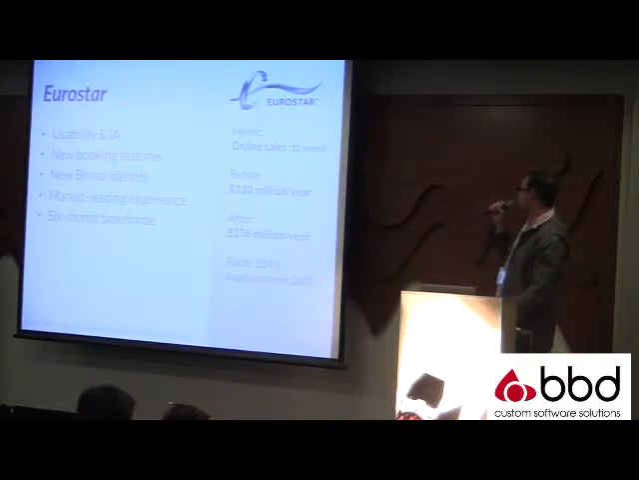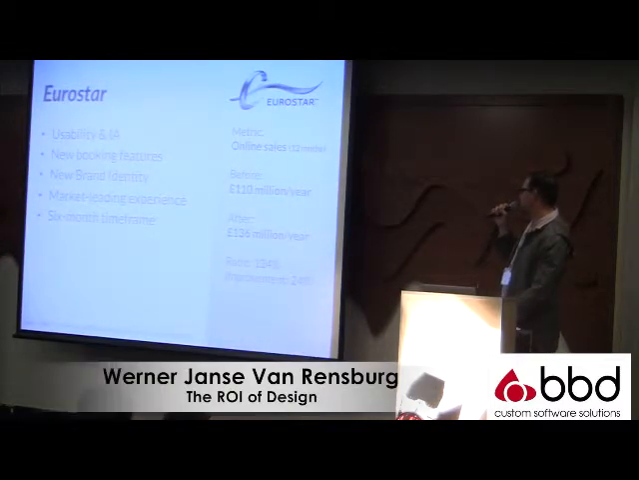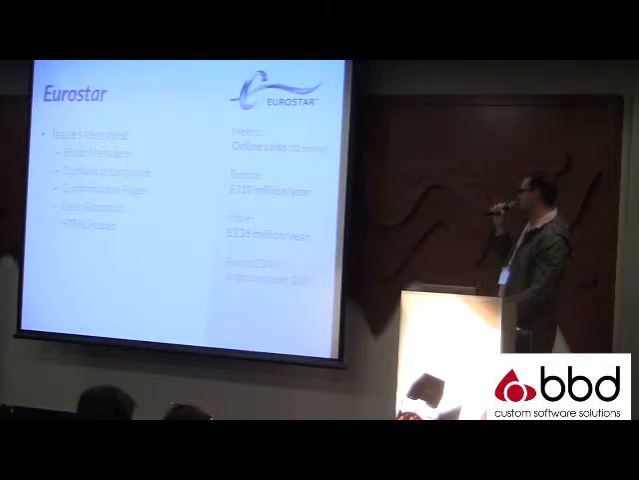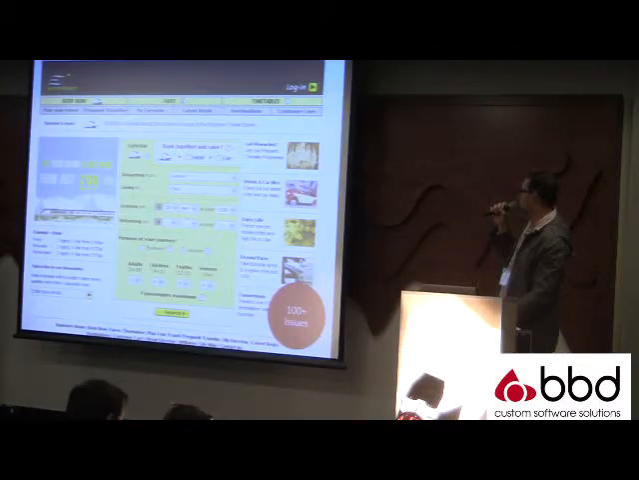So Eurostar, an increase of 26 million a year. They redesigned the website. They did a couple of things on there. They resolved a couple of issues. For example, when you got an error, it used to say, sorry, no trains were found. Right now it says, there's not a train at that time, but why didn't you consider one of these? That increased their sales.